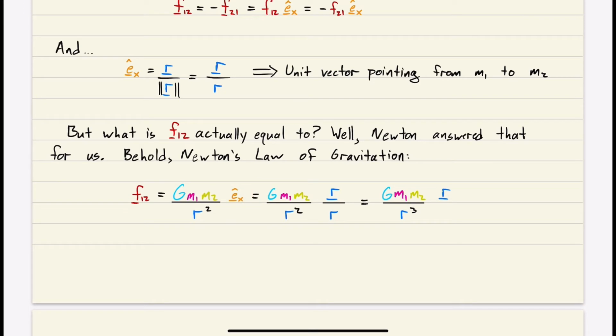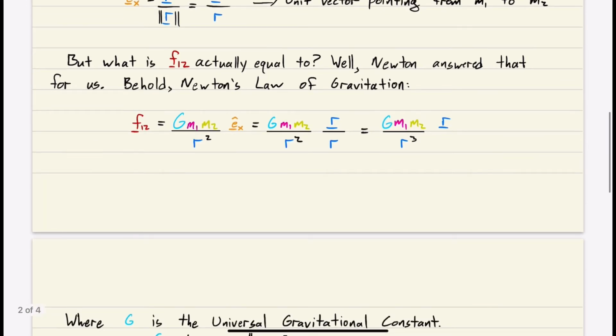That is F12. We could also rewrite EX as what we called it up here, like this. And you can see we have another R here, and it can get absorbed into this R squared and become an R cubed, right? So all of these are just variations of writing the exact same thing. But this is Newton's law of gravitation.